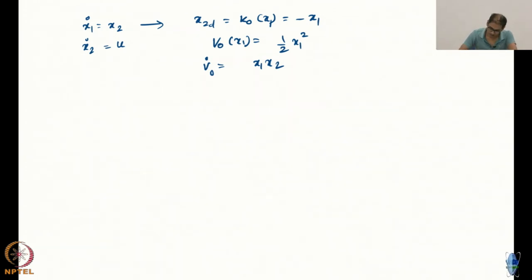But of course, I cannot make x2 exactly minus x1. So I use the backstepping idea. I create an error. So what is my V for the entire system? What would be my V for the entire system now?